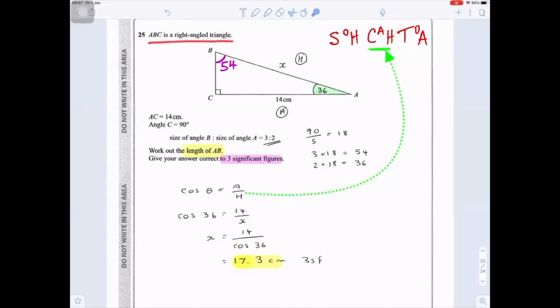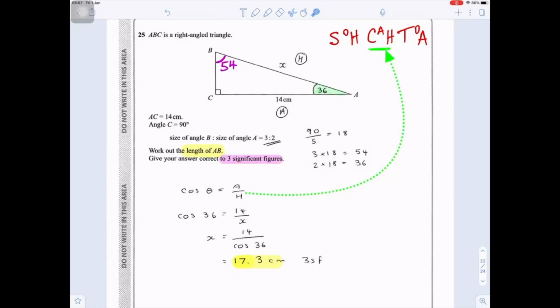ABC is a right angle triangle. AC is equal to 14 centimeters. Angle C is 90 degrees. The size of angle B to the size of angle A is 3:2. Work out the length of AB. Give your answer correct to 3 significant figures.